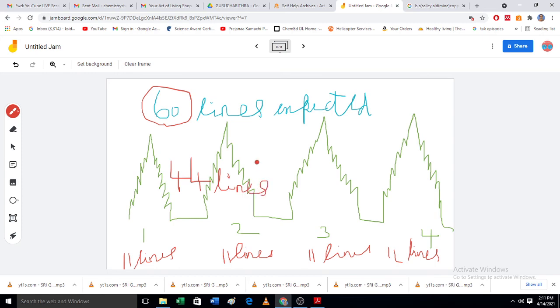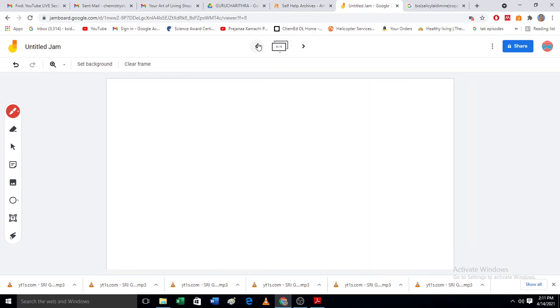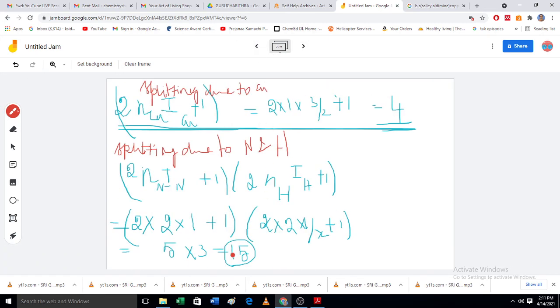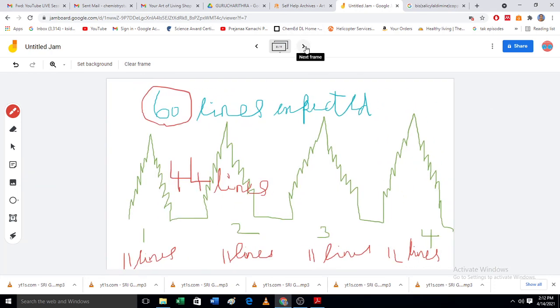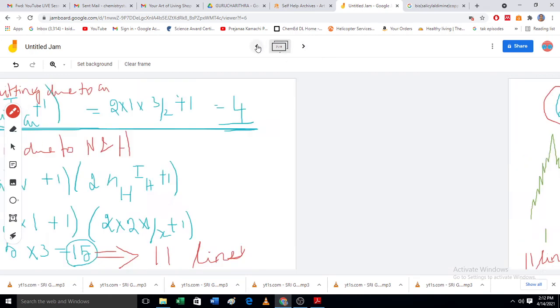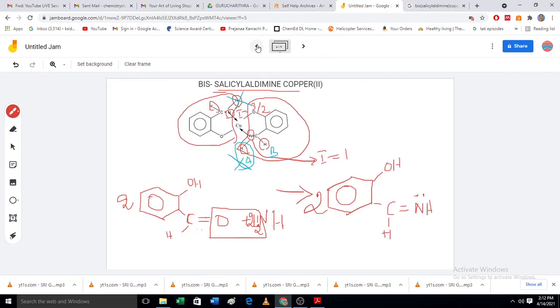So what happened to the other lines? Again, what is happening is that some of the lines are merged. So of the 15 lines, some are merged, and you get only 11 lines. Therefore 4 into 11, you are getting 44 lines. So you are able to explain the bis-salicylaldimine complex by using Drago's rule.